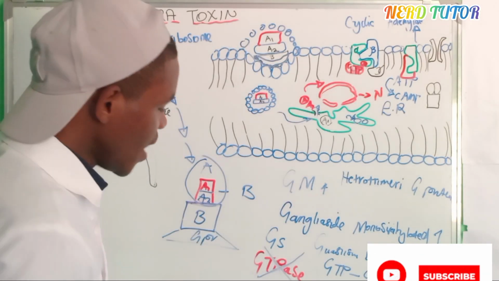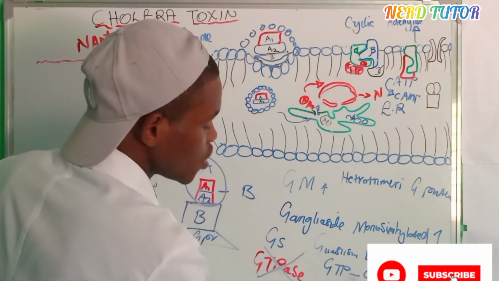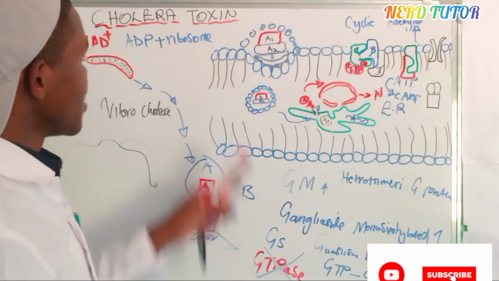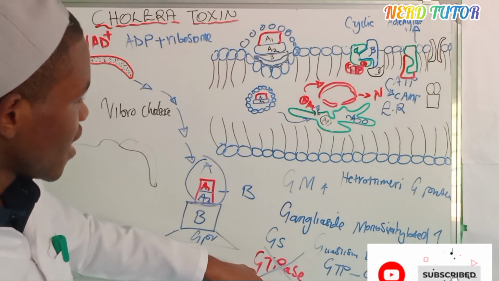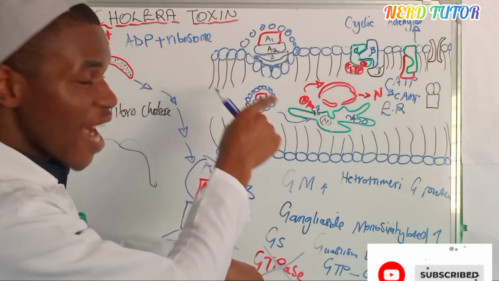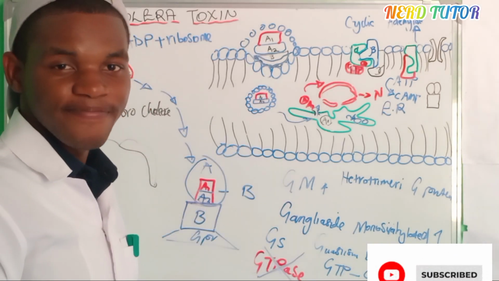So in short, the alpha will fail to hydrolyze GTP to GDP. This is what is happening. This is the toxin working. It alters the alpha. Because the alpha is the switch, the toxin makes sure that the switch doesn't work.